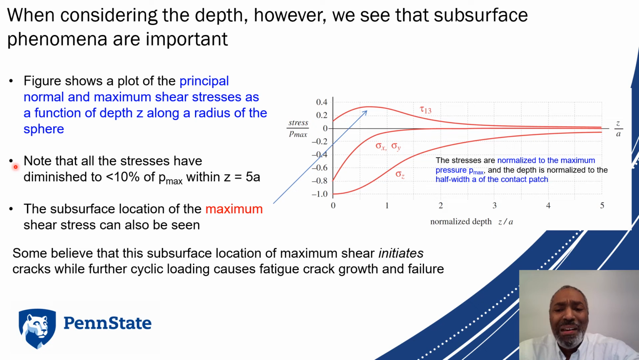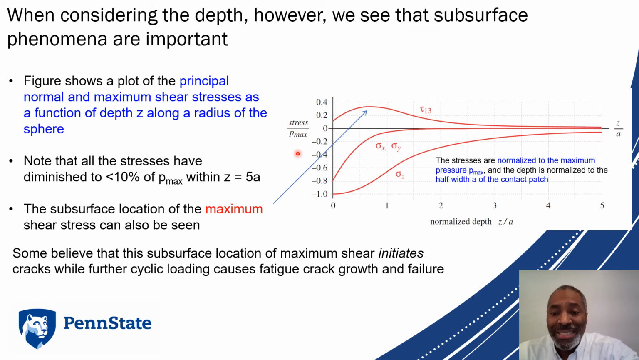Alrighty. Why is this a critically important thing? Well, if we consider the depth, we see that the subsurface phenomena become important behaviors, important responses. So on the right, we're showing a plot of normalized depth, z over a. So how far into the body are we with respect to that contact patch radius? We normalize by a to give us a non-dimensional view of what's going on with respect to depth. We can also take the stresses that we compute, the shears and the normal stresses, and divide by P max to get a normalized view of what's happening with respect to our stress.